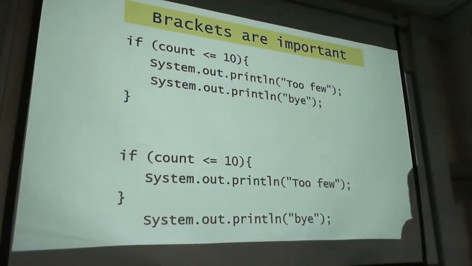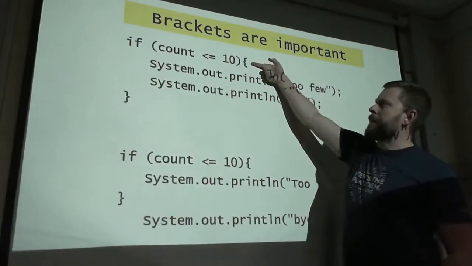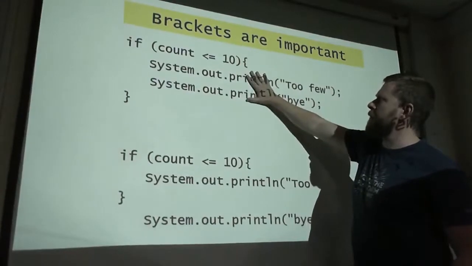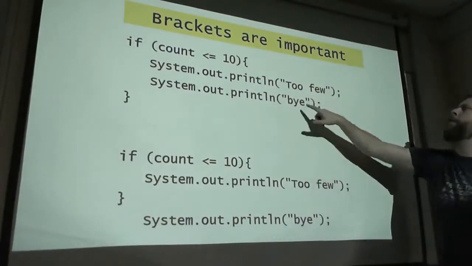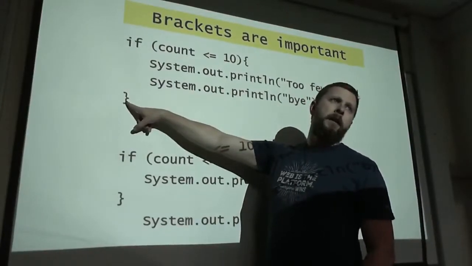And the positioning of your brackets is very important. I've got almost the exact same example twice on that slide. The top one opens my curly bracket here at the end of the if statement. That's correct. I've got 2 lines of printout statements. It says too few and then the word bye. And then I've got my closing curly bracket here.